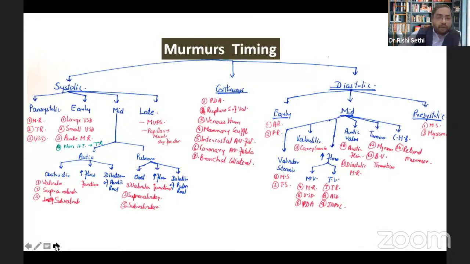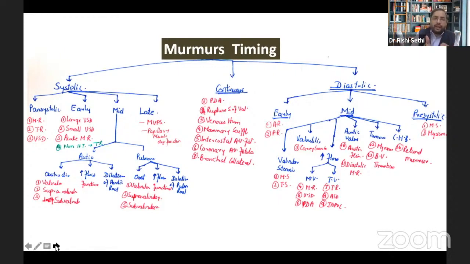The early systolic murmurs should start with S1, but they should end well before S2. They should not reach S2, and you cannot classify an ejection systolic murmur as that. An ejection systolic murmur is a mid-systolic murmur, which has a crescendo and a decrescendo, and both S1 and S2 are free.